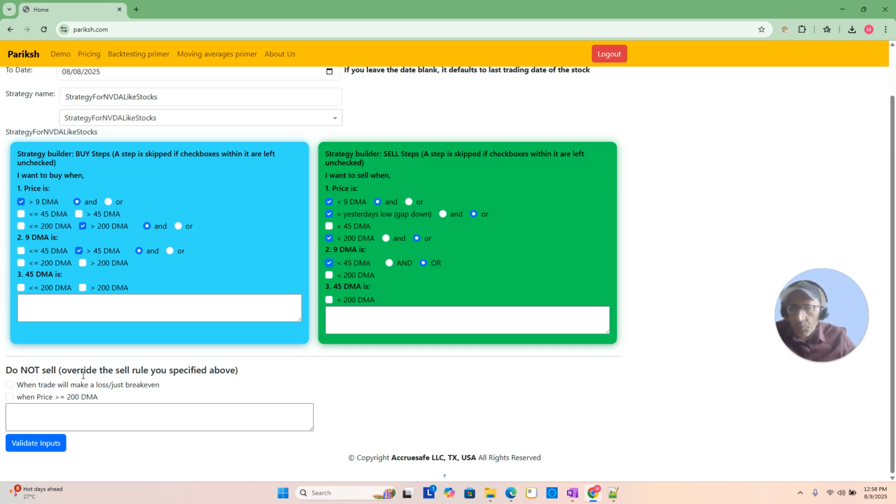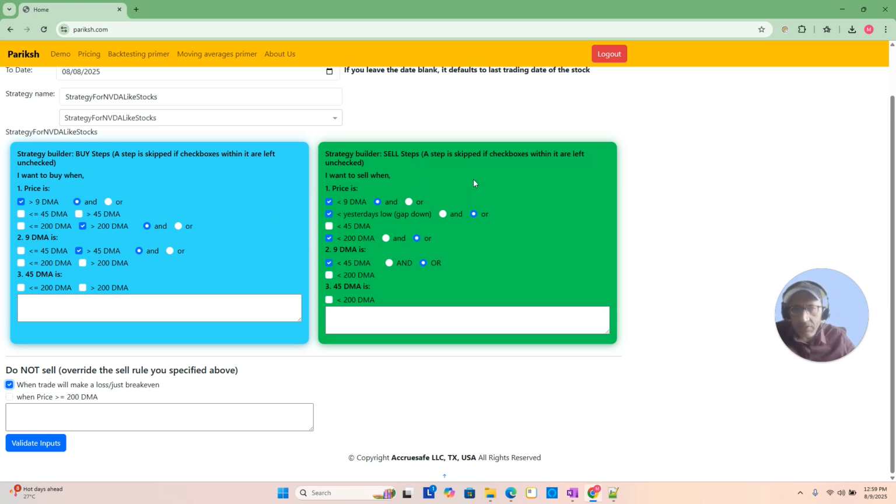There are a couple of overrides you can do. Do not sell when any trade will make a loss. So based on this buy and sell criteria, if a specific trade is going to make a loss, we can skip and say do not sell. So I'm going to select that option. There is one more override checkbox here that says when the price is above the 200-day moving average, which is a bullish signal. What that means is if today's price is more than the long-term moving average, then we don't want to be selling the stock.